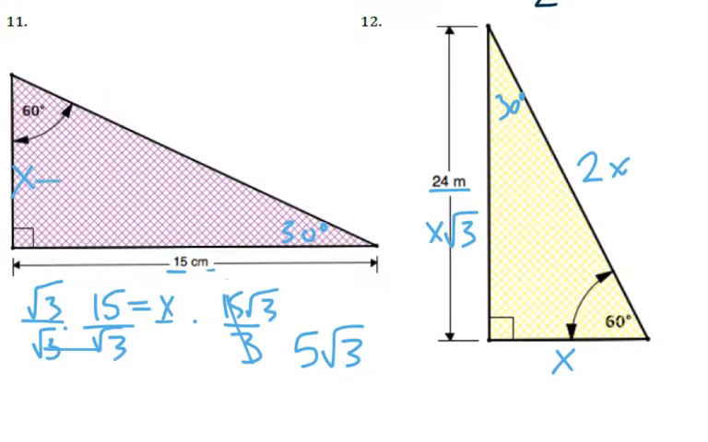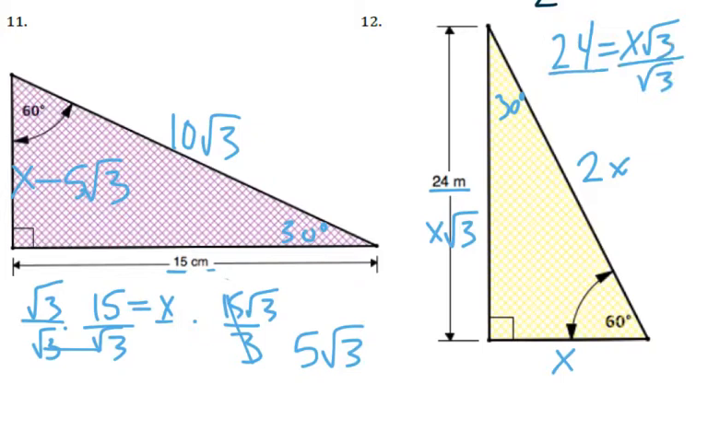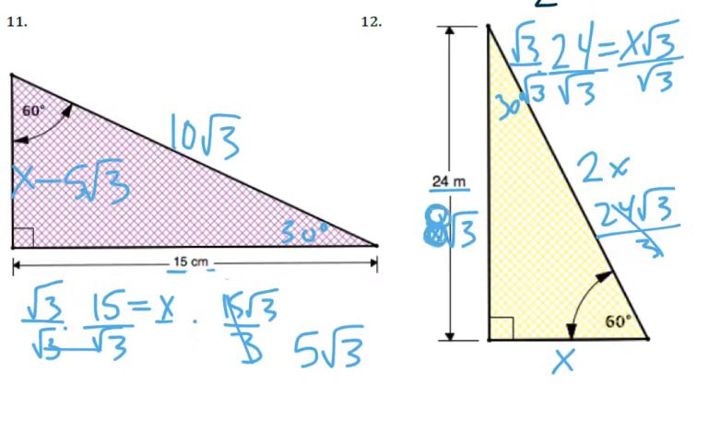So that would be 5 square roots of 3, and this would be 10 square roots of 3, because 5 times 2 is 10. Okay, and the square root of 3 would just stay there. So same with this one. We go 24 equals x times the square root of 3 divided by the square root of 3. So you can hopefully see that pattern too, kind of similar to what we just did. So we'd end up with 24 square roots of 3 over 3, which would become 8 square roots of 3. So the hypotenuse would be 16 square roots of 3.